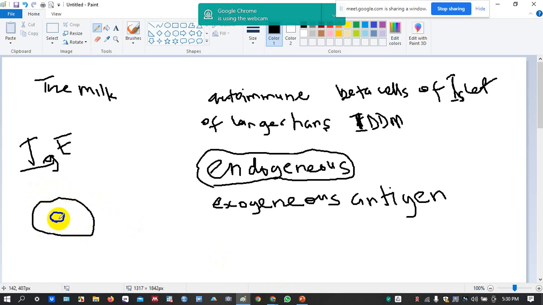So if this is a mast cell, this is the nucleus of the mast cell, this is the cytoplasm. So IgE will bind onto the mast cell like this, using this Fc fragment. Then it will use this fragment antigen binding to bind onto the antigen. This is the antigen. So when something like this happens, there is degranulation.